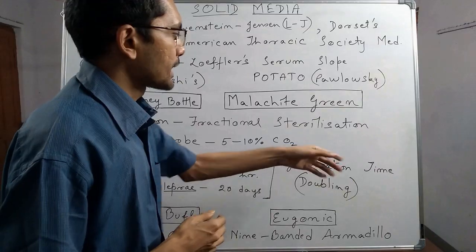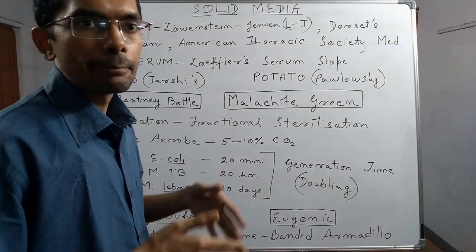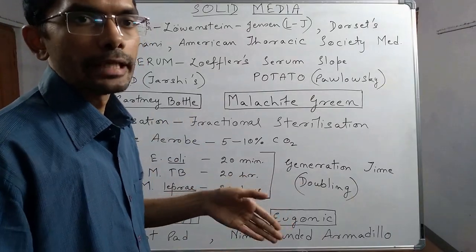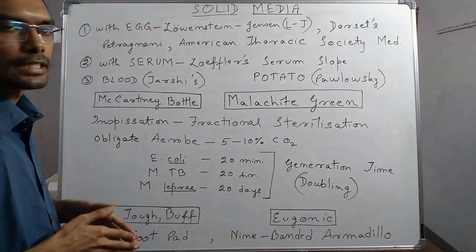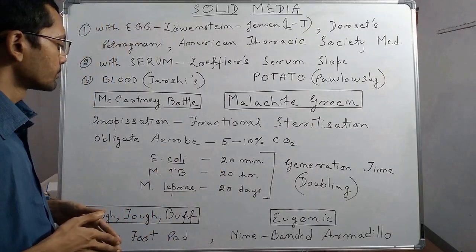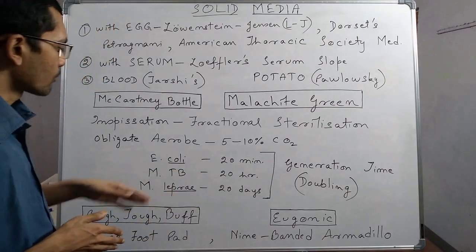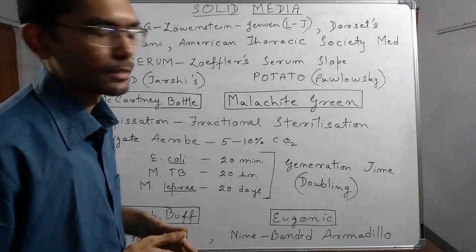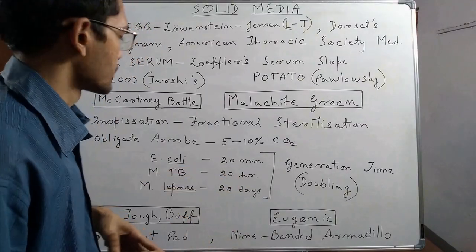The average generation time or doubling time, that is, the time it takes for a parent bacterium to completely divide into two daughter cells, is 20 minutes with E. coli, Escherichia coli, as the model. However, for Mycobacterium tuberculosis, it is 20 hours, and for M. leprae, it is 20 days. This is due to the slow metabolism of these organisms.